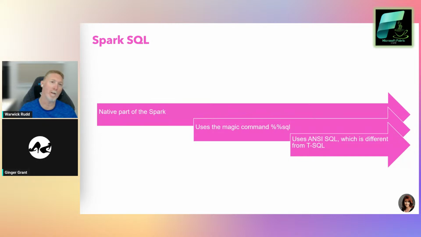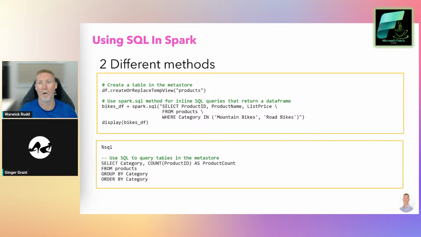And talking about using SQL in Spark, we've got a couple of different methods to be able to write our code to pull that data out so that we can actually use it. The first one that we can see at the top here is where we're using PySpark and we're creating our data frames. In this example that we've got here on the screen, we've got our bikes data frame, and it's running a Spark SQL statement. You can see that it looks pretty similar to what you'd be used to. We're selecting a couple of products from the products table. We've got a where condition, and then we're saying display our bikes data frame.